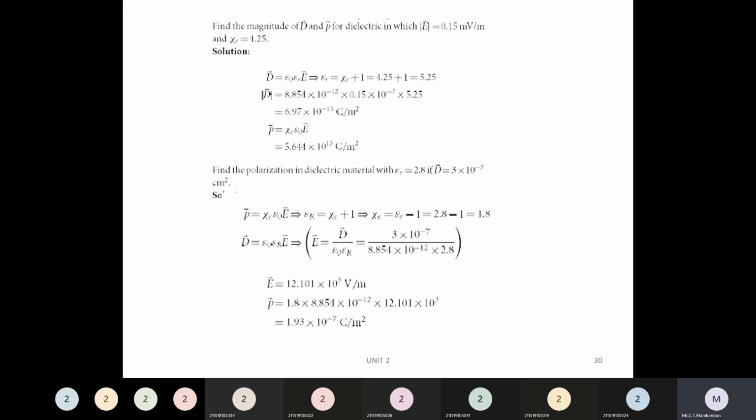Then the P value is the dielectric susceptibility times epsilon naught E. We don't know the dielectric susceptibility. For that, we know the epsilon r value, the relative permittivity; apply that value and you will get the dielectric susceptibility. Then you will get the polarization there. This is about polarization and electric field.